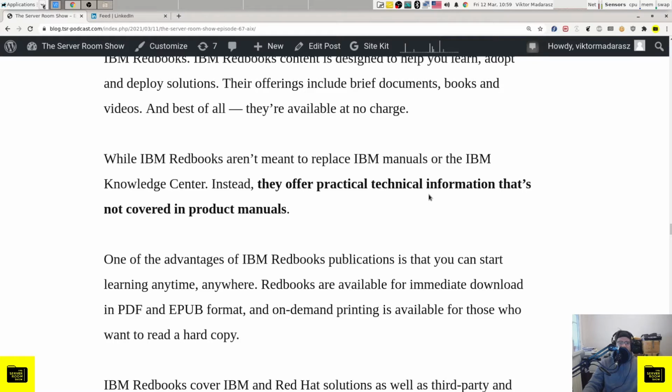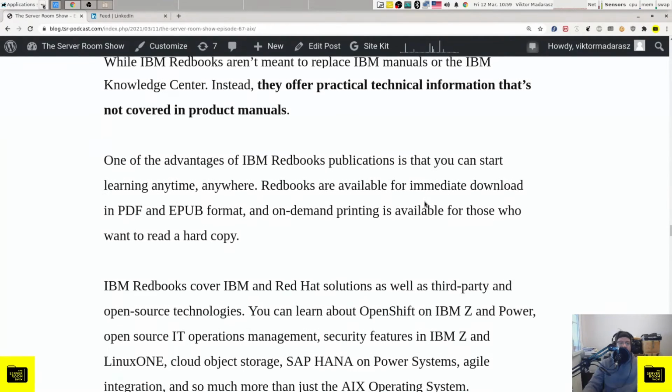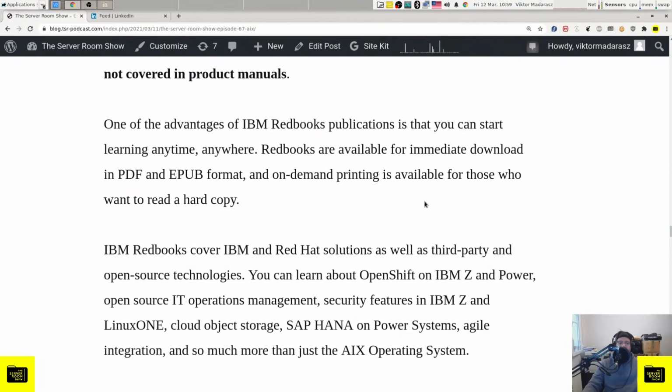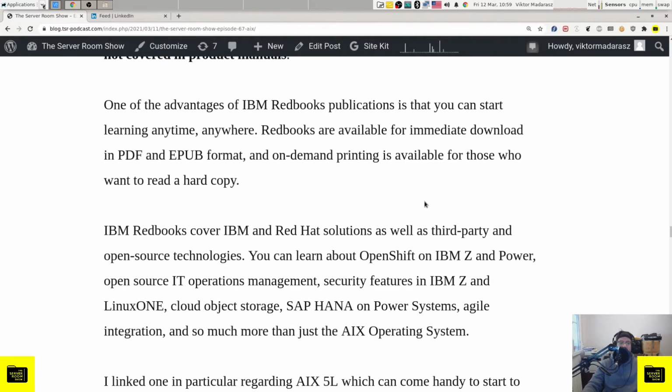Instead, what IBM Redbooks do is offer practical technical information that's not covered in product manuals. One of the advantages of IBM Redbooks publications is that you can start learning anytime, anywhere. Redbooks are available for immediate download in PDF and EPUB format, and on-demand printing is available for those who want a real hard copy to read.